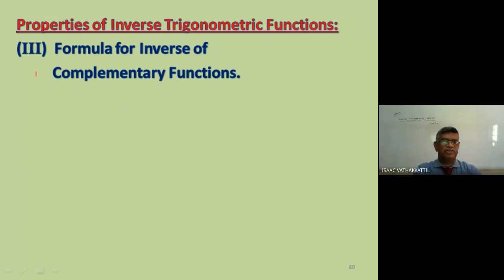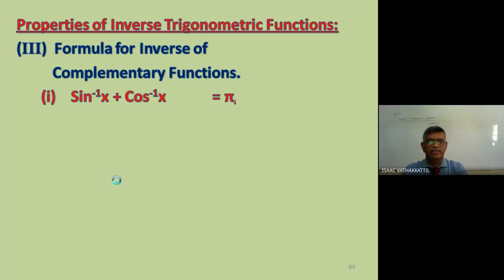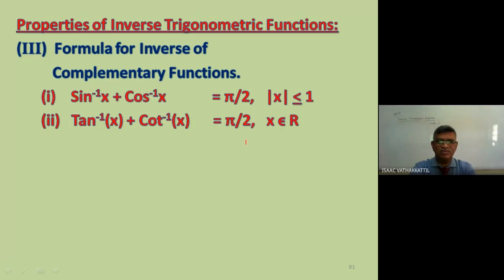Now the third one. See, the first one was the formula for inverse of negative numbers. The second one is the formula for inverse of reciprocal numbers. The third is the formula for inverse of complementary functions. What are complementary functions? Sine and cosine, sec and cosec, tan and cot. Tan and cot are complementary as well as reciprocal. Sine inverse x plus cos inverse x is pi by 2. Of course, x must be in the domain of sine inverse, that is minus 1 to 1. Tan inverse x plus cot inverse x is pi by 2. Very simple result. This is true for all values of x.